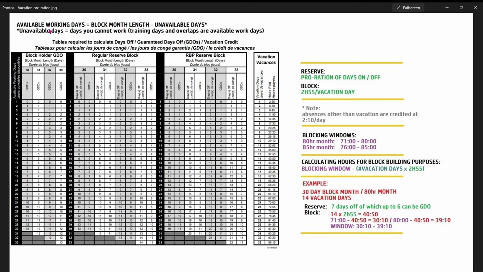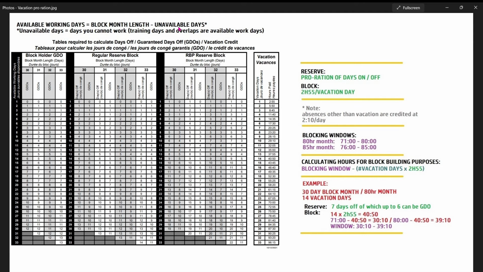Now, going back to this grid with the columns, here it says available working days. I have made a note up here about what available working days are. So available working days is the block month length minus unavailable days. So block month length, pretty straightforward. Let's say it's a 30-day block month, then it's 30 minus your unavailable days, such as vacation days. Okay, unavailable days are days that you cannot work. You're not available to the company.